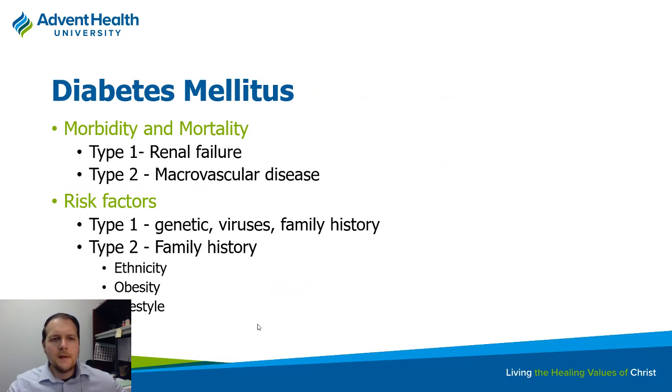Typically with type 1 diabetics, if they're not very well maintained, you see a lot of morbidity and mortality associated with renal failure, versus type 2 diabetics, where you typically see more of the macrovascular complications, so things like heart attacks and strokes.